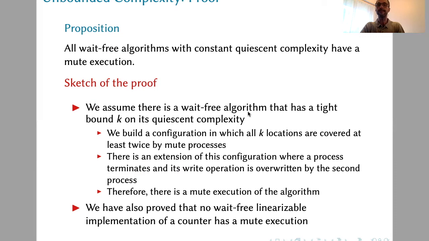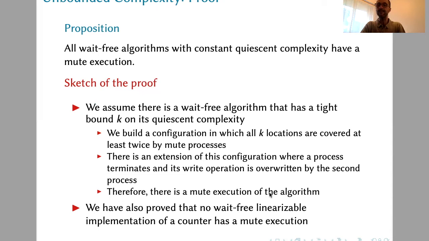And then we build the configuration where all those K locations are covered by at least two mute processes. We say that a location is covered by a process when the process is about to write to modify the state of the location. Thus, each of the K locations is covered by at least two mute processes. Once we have this configuration, we can see that there exists an extension of this configuration where the process terminates and its write operation is overwritten by a second process. However, as the second process is itself mute, we can say that there is a mute execution of the algorithm.